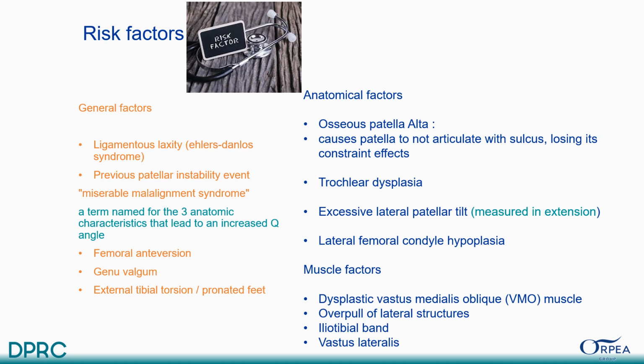Risk factors: general factors include ligamentous laxity as in Ehlers-Danlos syndrome, previous patellar instability event, and malalignment syndrome, in which the features are femoral anteversion, genu valgum and external tibial torsion. Anatomical factors include osseous patella alta, trochlear dysplasia, excessive lateral patellar tilt, lateral femoral condyle hypoplasia. Muscular factors include dysplastic vastus medialis oblique muscle, overpull of lateral structures, iliotibial band and vastus lateralis involvement.